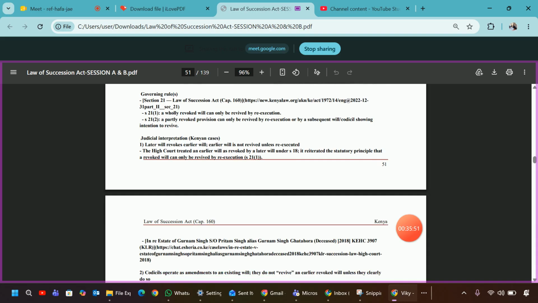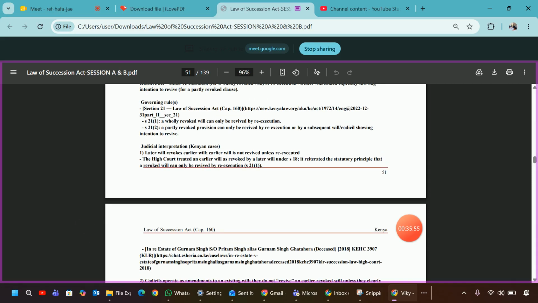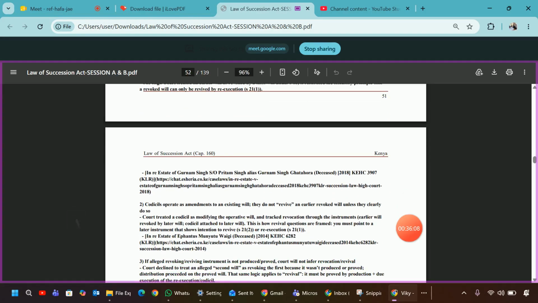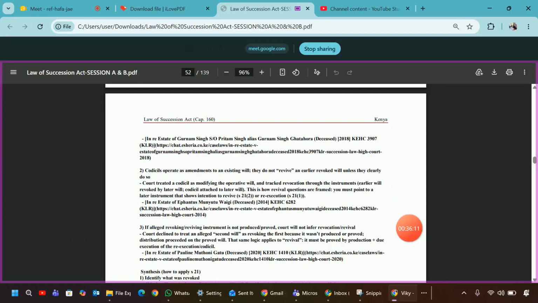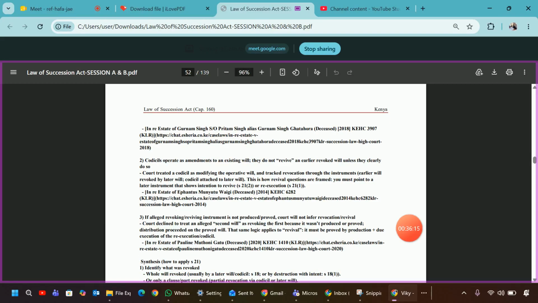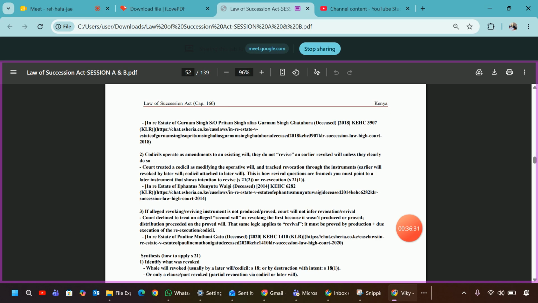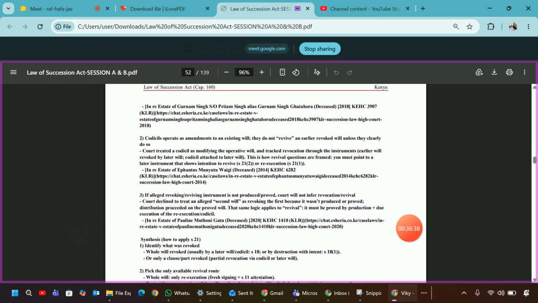What are the courts' decisions? In the Estate of Gurnam Singh (2018), where the High Court treated an earlier will as revoked by a later will under Section 18, it reiterated the statutory principle that a revoked will can only be revived by re-execution pursuant to Section 21. Key takeaway number two: in Re Estate of Ephantus Munyutu (2014), courts treated a codicil as modifying the operative will and tracked revocation through the instruments: earlier will revoked by later will, so the codicil attached to the later will. This is how revival questions are framed. You must point to a later instrument that shows intention to revive, Section 21(2), or re-execution, Section 21(1).